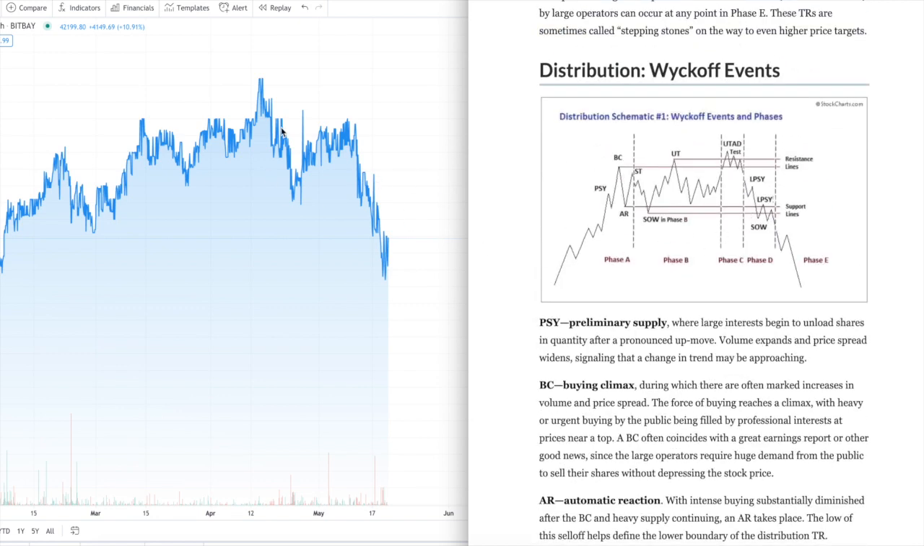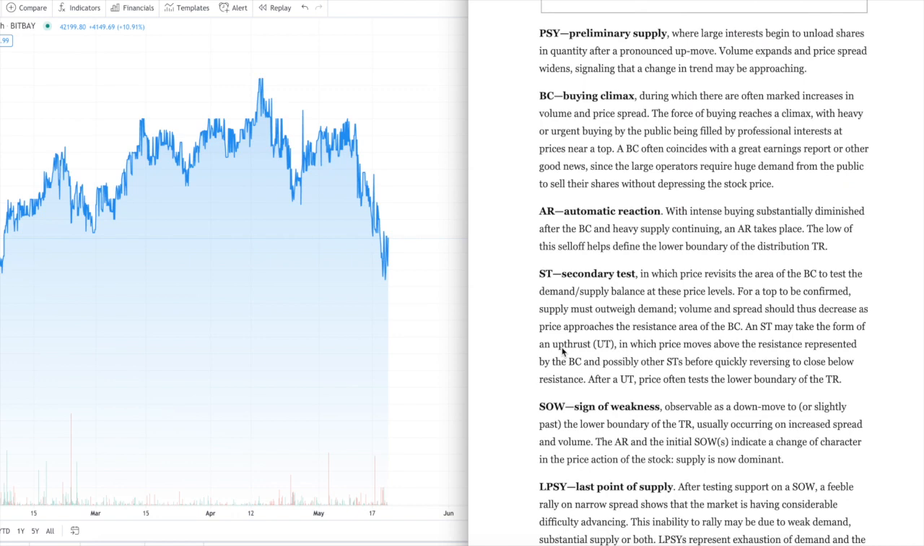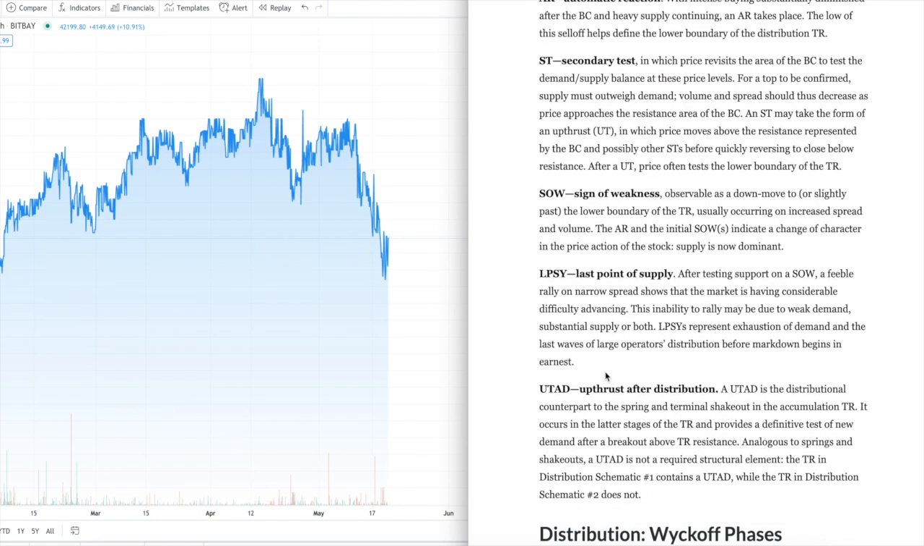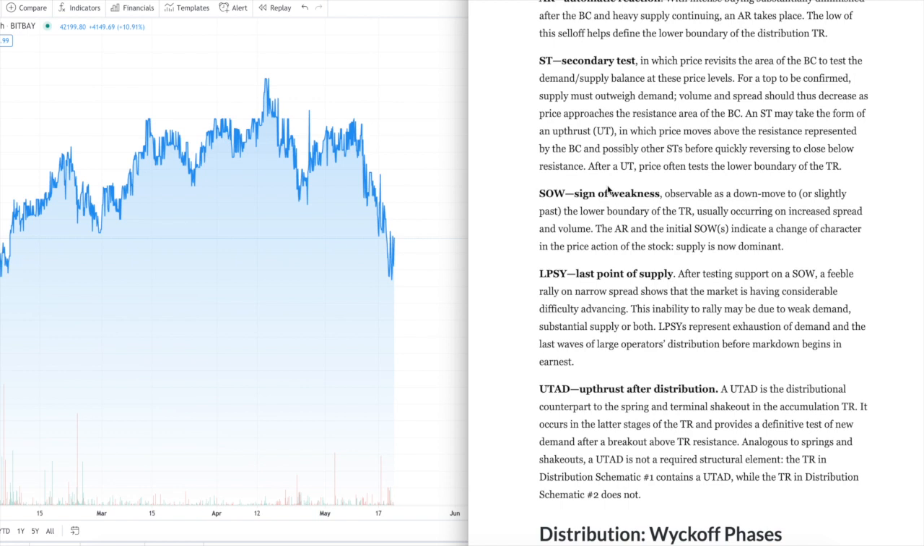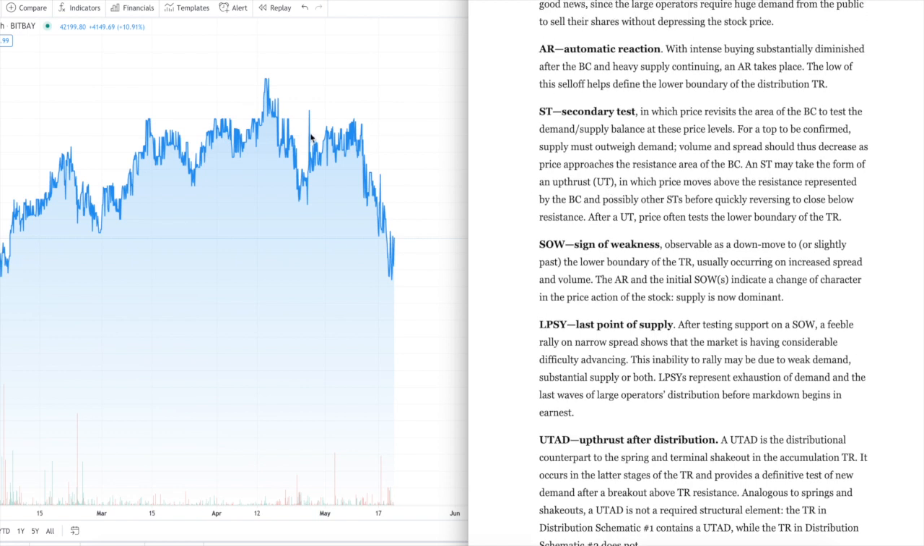So what happens is, this was the UTAD, which is the upthrust after the distribution. This is after they sold a lot of it, and they got a lot of people to buy in. So it's like, snap, now we're way up here. So this is where they start shorting.